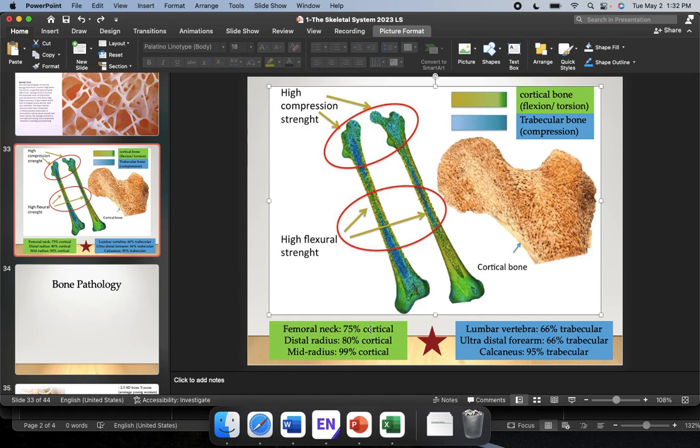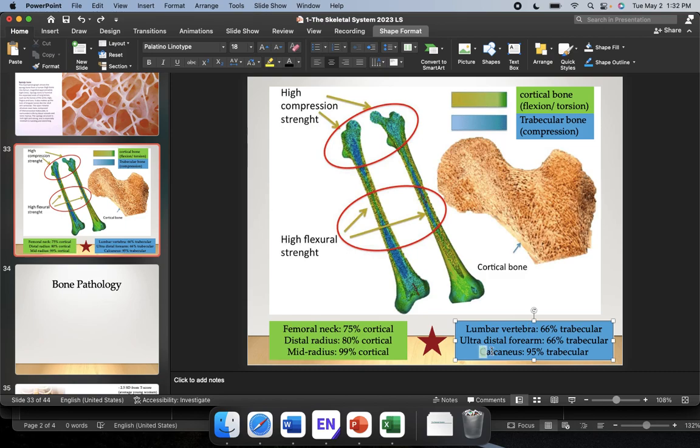The femoral neck, 75% cortical. Mainly cortical, but a fourth of it will still be trabecular. Distal radius, again, a long bone, 80% cortical bone. Mid radius, so distal radius, 80% cortical, but the mid radius, 99% cortical, which is characteristic of the shaft. But now we have some other bones, so lumbar vertebrae and irregular bone, 66% trabecular. The ultradistal forearm, 66% trabecular. I want you to notice in both of those, though, that a third of the bone is still cortical at those regions. It's a blended range.